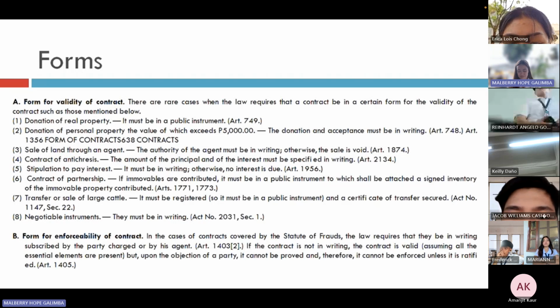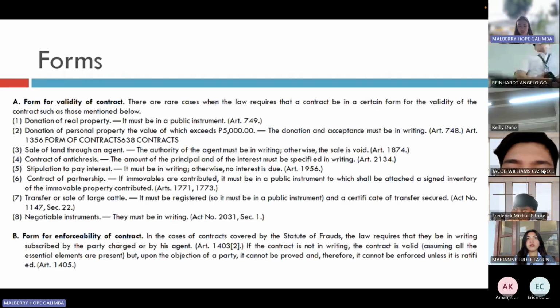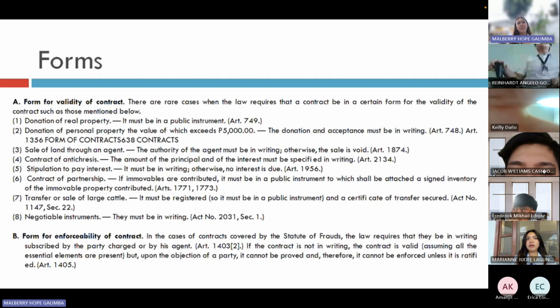Now, item B refers to the enforceability of a contract. The contracts and agreements that fall under item B are valid contracts. It's just that in order for the contract to be enforceable, there are some instances that require a specific form of contract. It has to be in writing. That's what the law is trying to tell us.